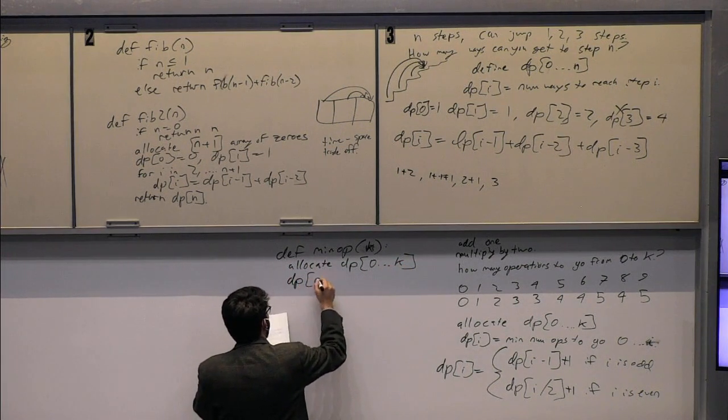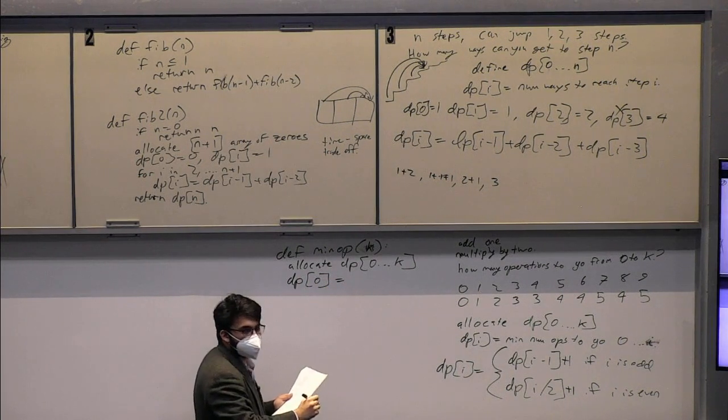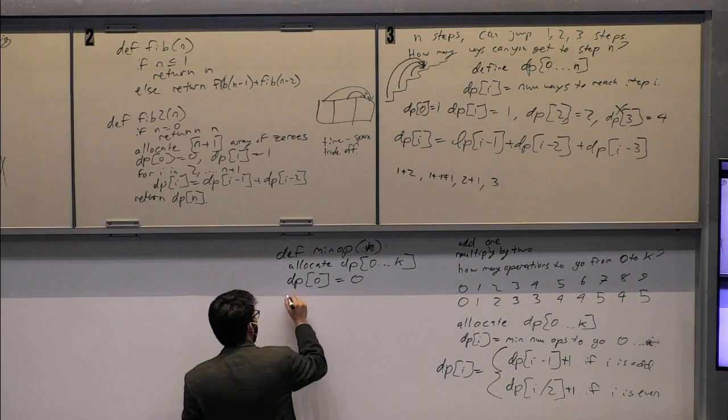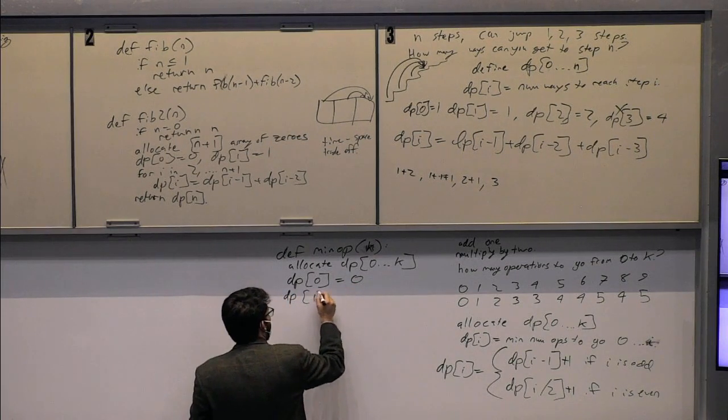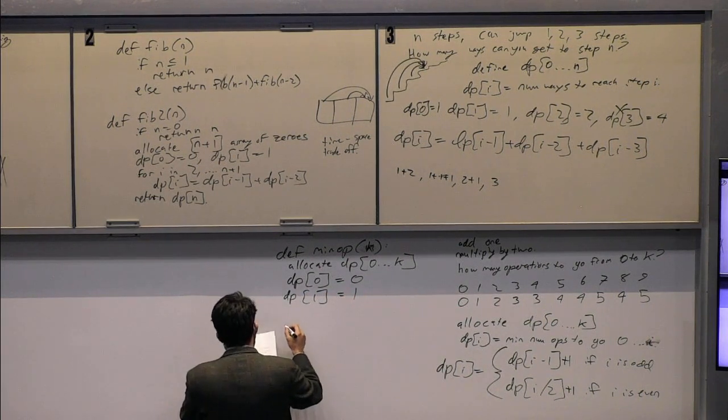What are our base cases? What is dp of 0? Yeah. The number of ways you can get to 0 from 0 is 0 operations. What about dp of 1? Yep, those are 2 base cases.